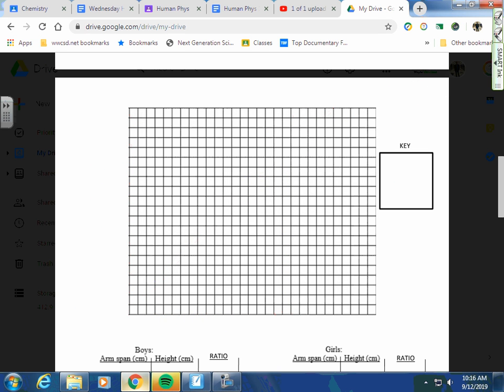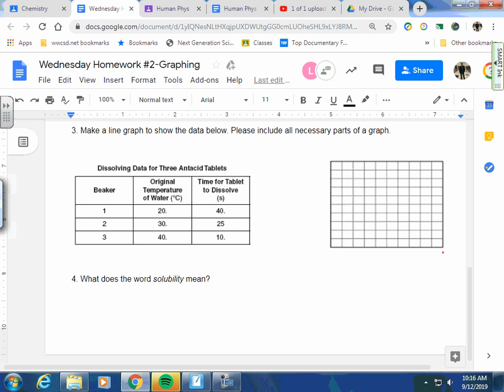Okay, so on the homework I just gave you guys, do I have time? Running out of time. All right, so let's look at this. Dissolving data. So we're talking about solubility, dissolving data for three antacid tablets. We have 3 beakers. We have original temperature that's different, in degrees Celsius: 20, 30, and 40 degrees. We have the time for the tablet to dissolve.